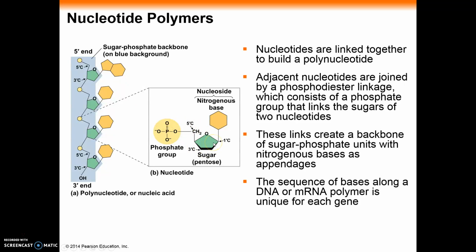Notice here that if we look at the structure of the sugar, we have carbon 1, 2, 3, 4, and 5. We have a linkage between the phosphate and carbon 5, and then the next one is attached via a phosphate to carbon 3. So here we have phosphate, carbon 5, carbon 3, another phosphate, carbon 5, carbon 3, another phosphate, 5, 3, phosphate, 5, 3, phosphate.